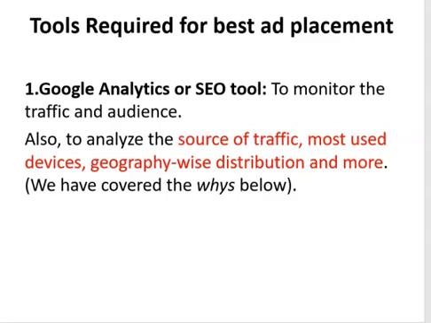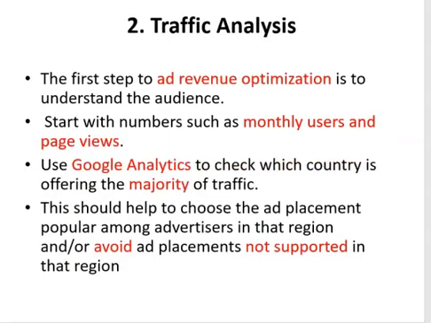And geographic wise distribution will also help us to understand which part of the world are the major audiences you are expecting. And this is why Google Analytics or SEO tools play a very prominent role. And apart from that, the second thing is with respect to the traffic analysis. Here, the first step to any of the ad revenue optimization is to understand the audiences, which basically starts with the numbers such as the monthly users, as well as which are the most viewed pages. These things are the inputs you are going to get after using Google Analytics to check which country is offering the majority of traffic.